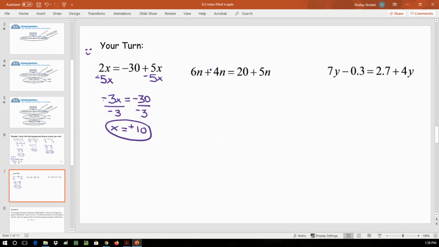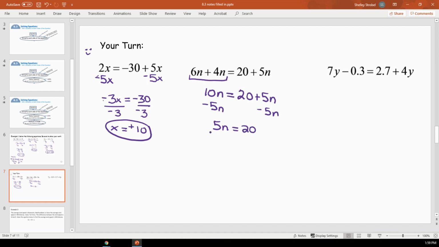Next question. I notice on the left side here that these are both the variable n. I can collect like terms. So 6n plus 4n is 10n equals 20 plus 5n. Okay, and variables on both sides, I'm going to choose to move the 5n over to the left side. 10n minus 5n is 5n equals 20. And divide both sides by 5. n equals 4.